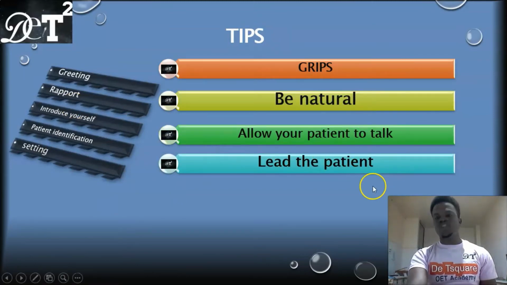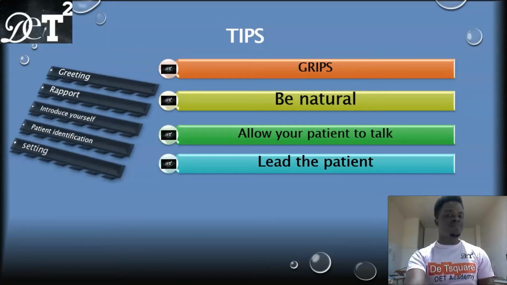Also, try to lead the patient. In OET speaking, you are the one to initiate the discussion, you are the one to sustain this discussion, and you are also the one to end the discussion if time allows you. Okay, so don't talk and pause and be waiting for the patient to talk. When you talk, try as much as possible to use leading questions to probe these patients to discuss with you. Use leading questions to prompt this patient to talk with you.